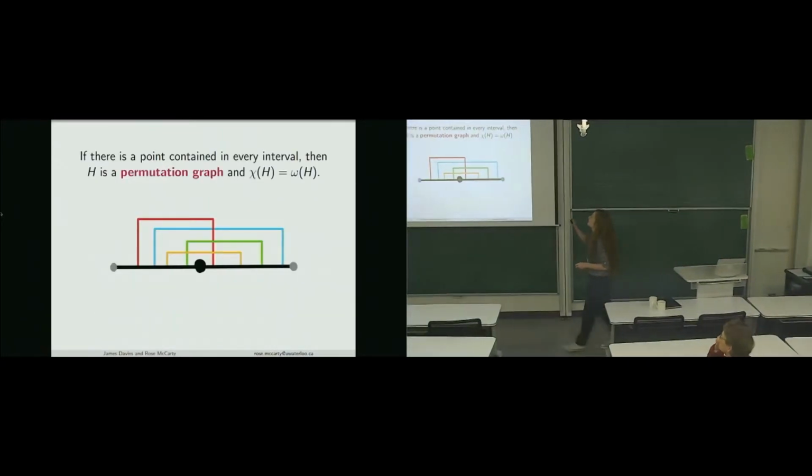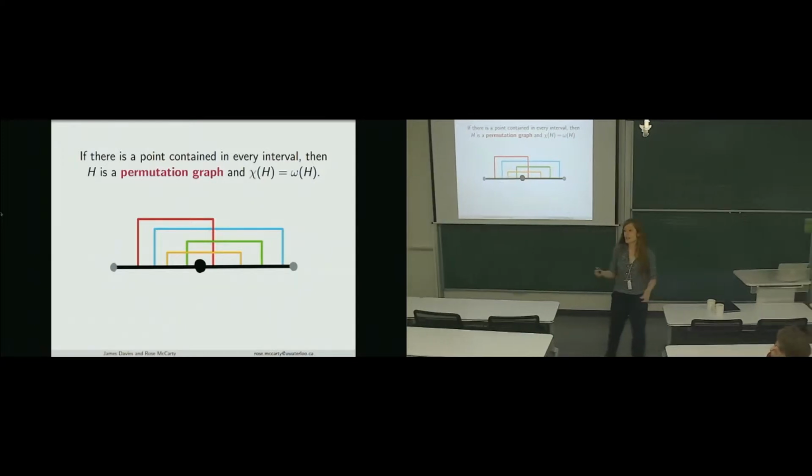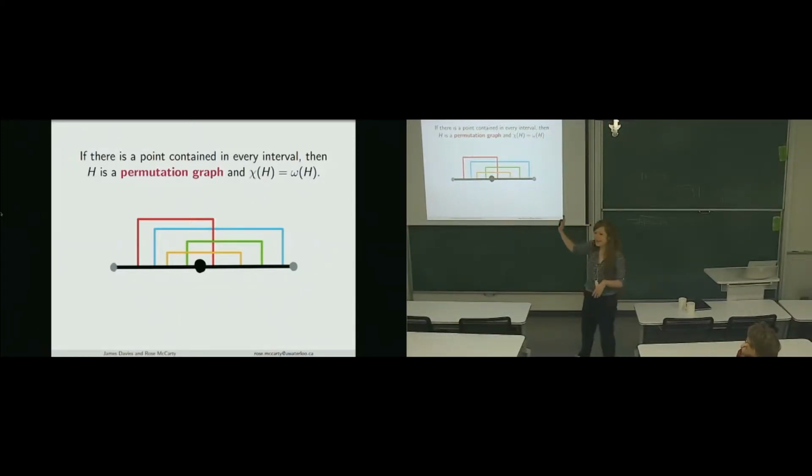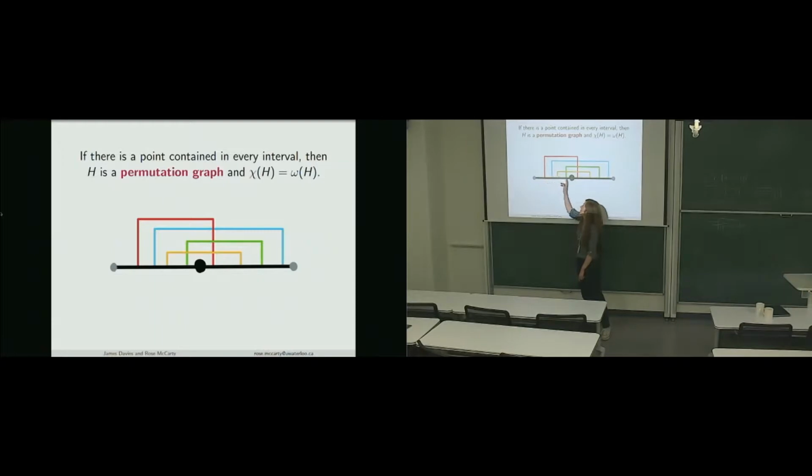All right. So if there's a point that's contained in every interval, then your graph is a permutation graph, and it's been known for a long time that permutation graphs have chromatic number equal to the clique number. The proof of this takes about a page. It isn't too hard, but I don't want to go into it because it's been known for a while. But the point is that we are going to try to partition the vertex set of our graph into not too many permutation graphs because we know how to color them. So for a permutation graph, you number these points from 1 to n, and you number these points from 1 to n, and then the permutation you get from seeing how the chords go between the two.